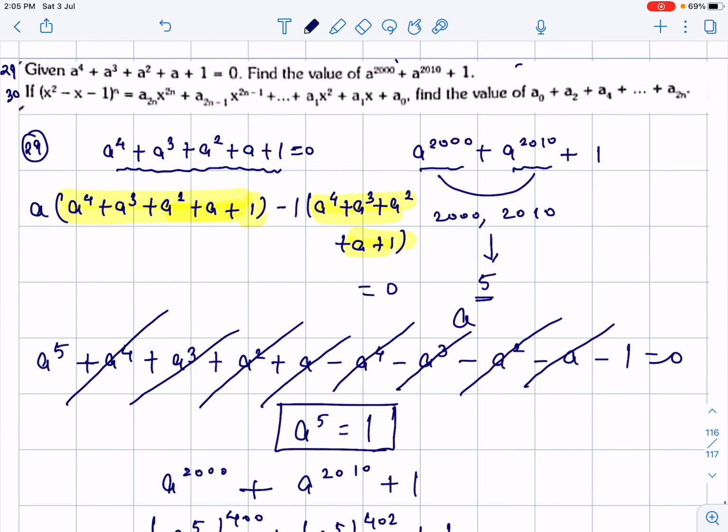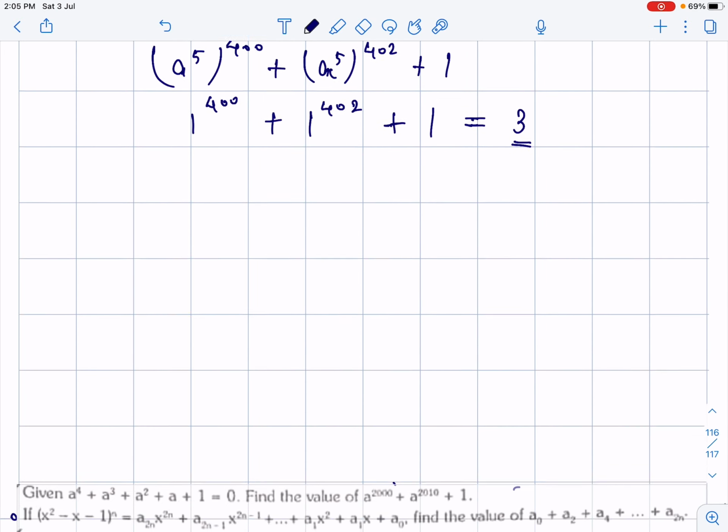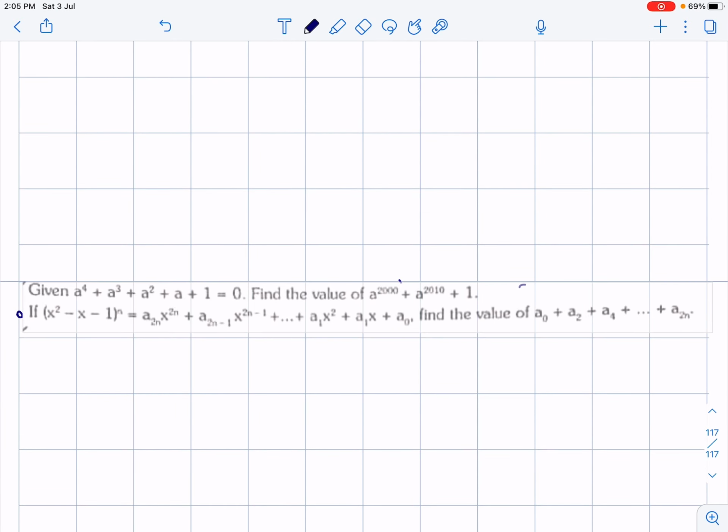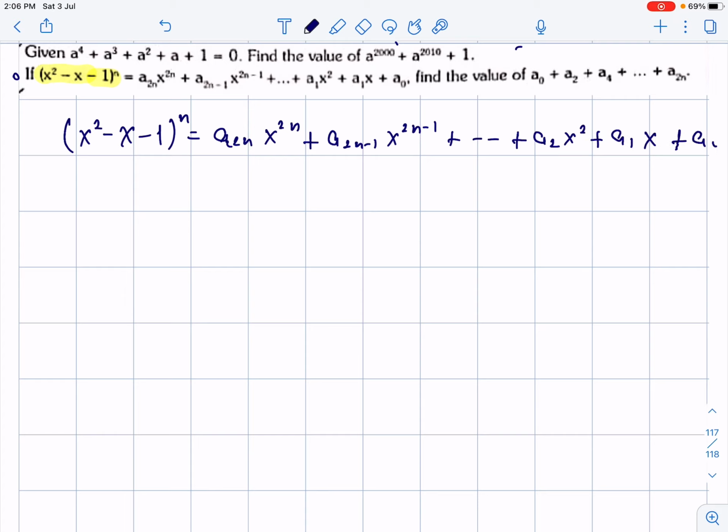Now let's move on to the next question. That is also quite an interesting and important type of pattern you would have to make use of. Many a time it is asked in your exam. So guys, what is the concept for the next question? It is given to you: (x^2 - x - 1)^n = a_2n x^2n + a_(2n-1) x^(2n-1) + ... + a_2 x^2 + a_1 x + a_0.